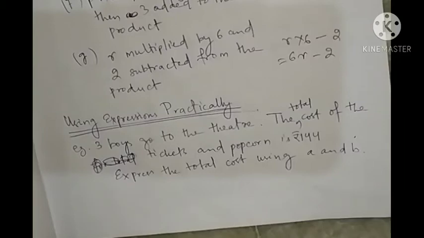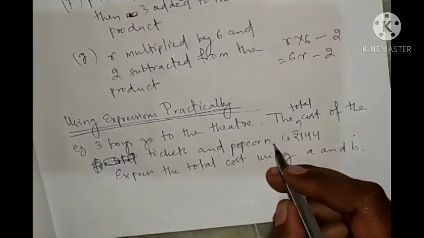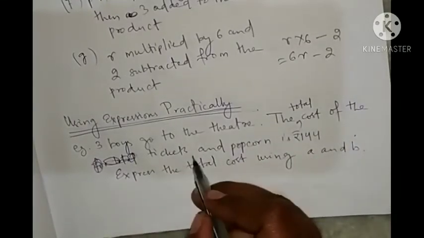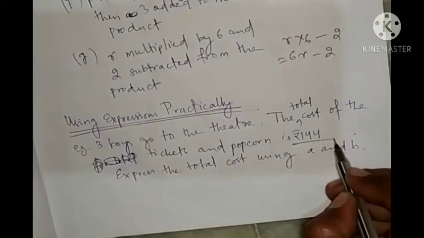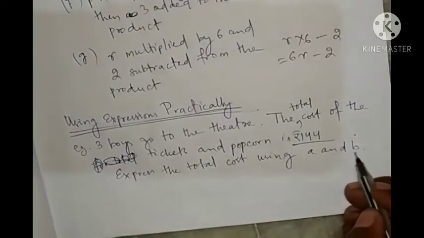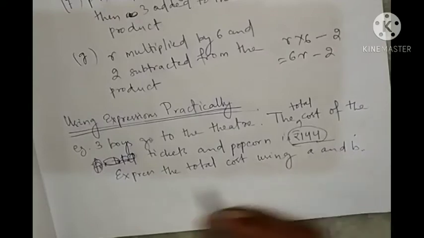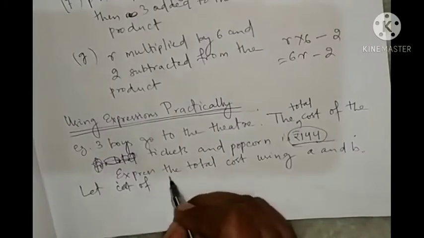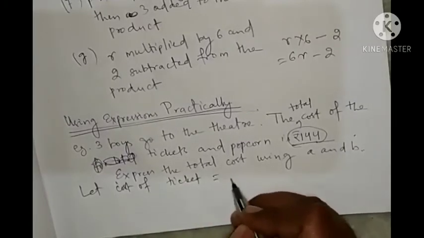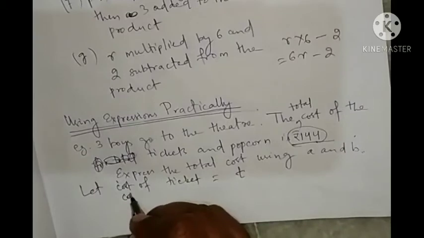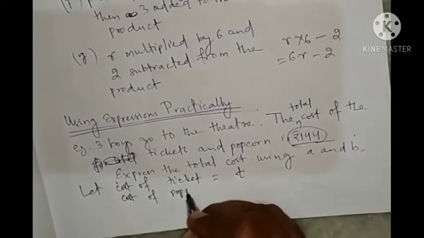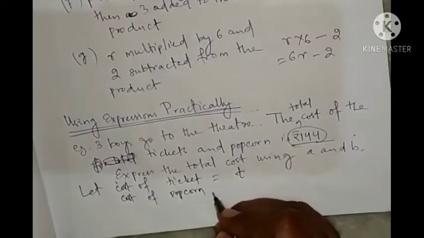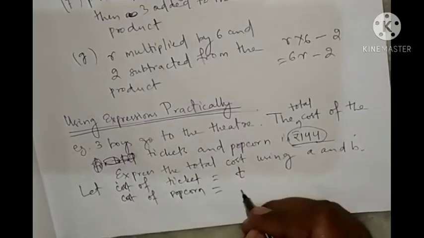Next, we can use this expression in practical life, like 3 boys go to theatre. The total cost of tickets and popcorn is rupees 44. Express the total cost using T and P. So here total cost is given. So what we'll do? Let cost of ticket equal to T and cost of popcorn. We will find the expression, na? Then for expression we will put the variables popcorn P.